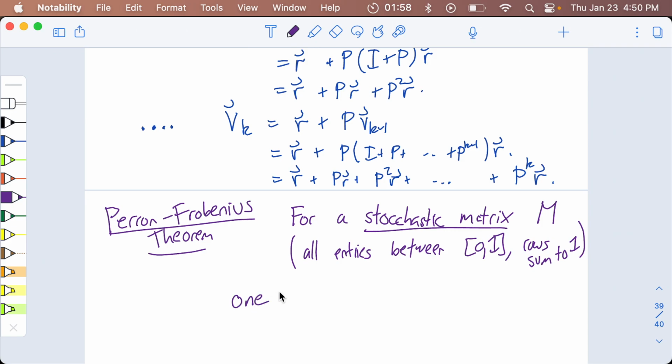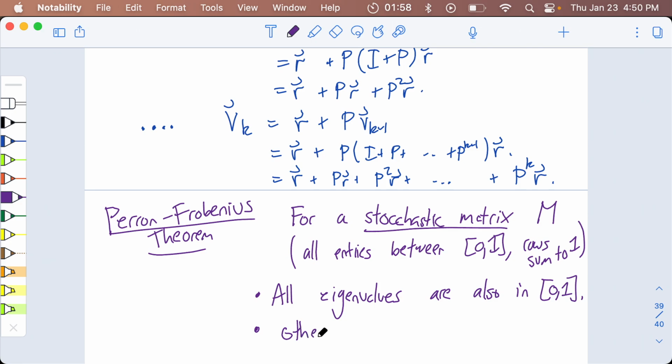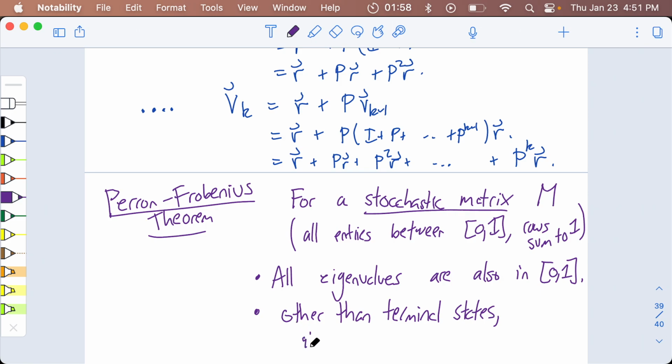one, maybe I shouldn't say 1, okay. All the eigenvalues are also between 0 and 1. Let's leave it like that. It says more specific things, but this is one of them. All the eigenvalues are between 0 and 1. And in particular, it approximately says that other than terminal states, all eigenvalues. Maybe I should say it. I'll say other than terminal states, I'm going to put steady states.